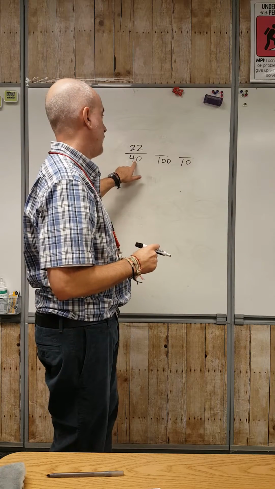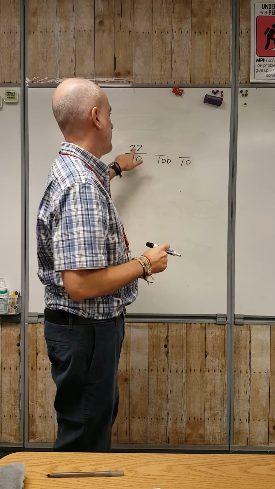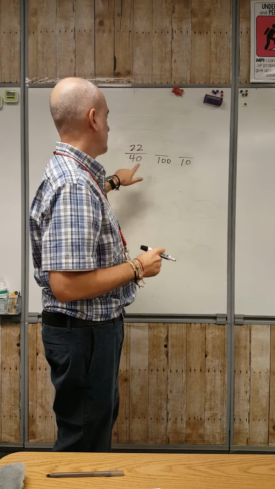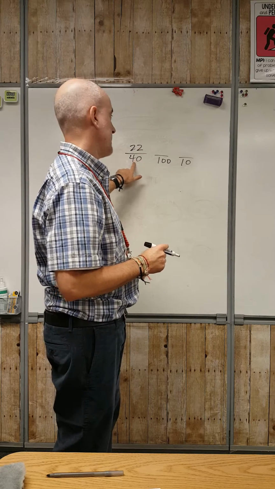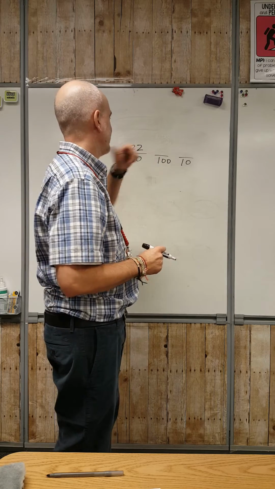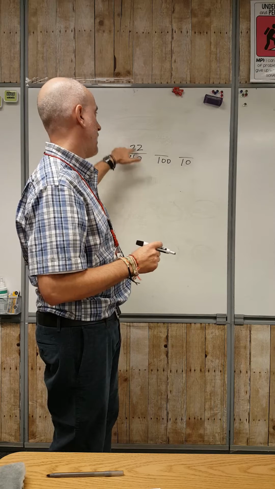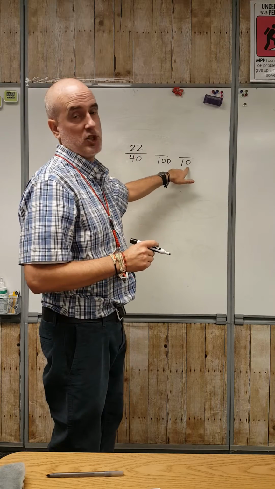I have a couple different options here. I could divide this by 4, and that would make it 10, but I can't really divide 22 by 4. It doesn't really work out. So there's not an easy way to make 40 into 100. So that's kind of tricky. So what I'm going to do is see if maybe there's a different way I can write this fraction that will make it easier to change into one of these.